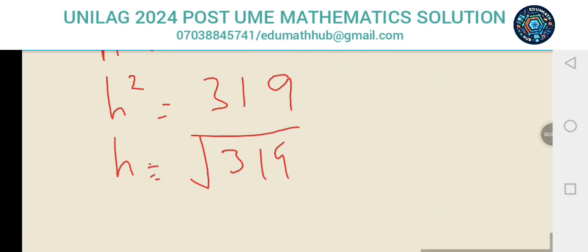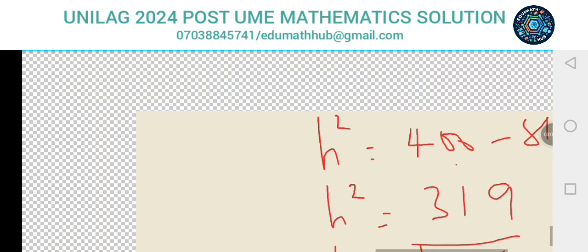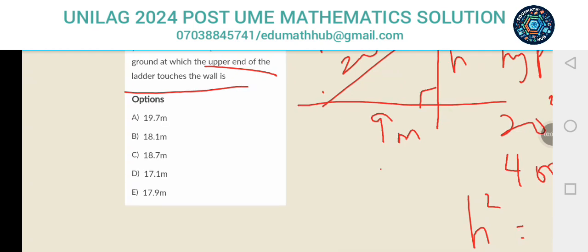So your h will give you 17.86. We are told to put it in 1 decimal place, so that will be 17.9. So go to your options and look for 17.9 there. So this is the answer here, 17.9. So let's go to the next question.